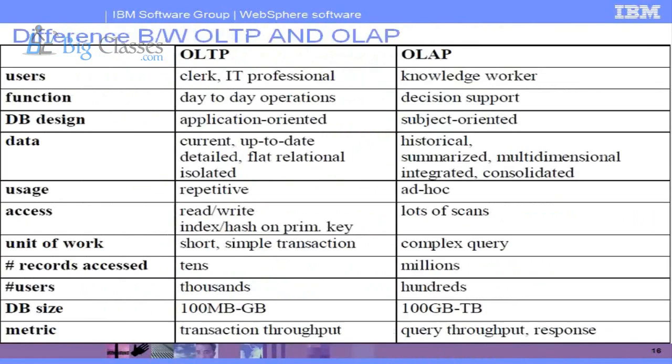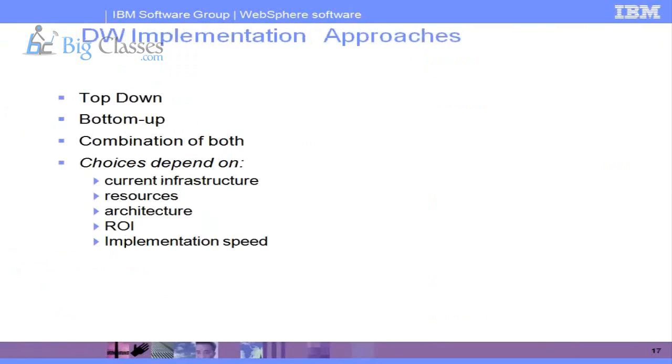That we are going to call the difference between OLTP and OLAP. What is the full form of OLTP? It means online transaction processing systems. We are going to compare our online transaction processing systems with online analytical processing systems, that's OLAP systems. We'll also identify the differences between those two environments: what is OLTP, what is OLAP, and what the differences are between the users, functionality wise, database design wise, data wise, usage wise, access wise.